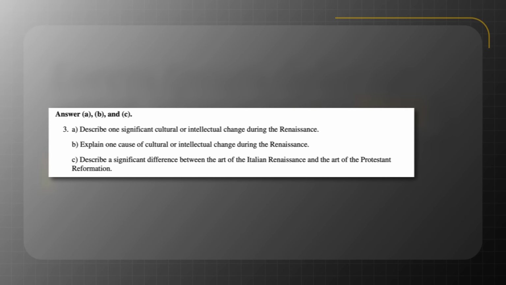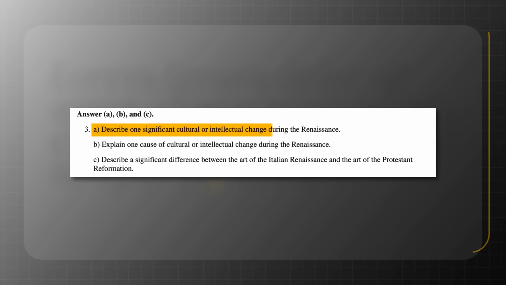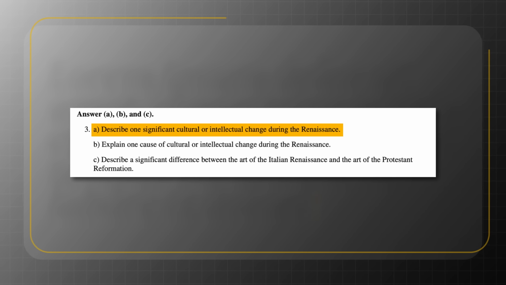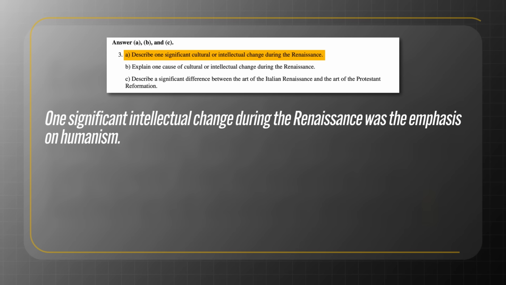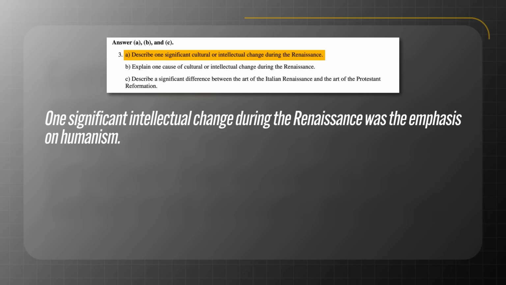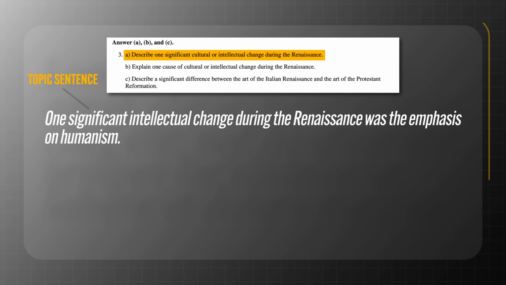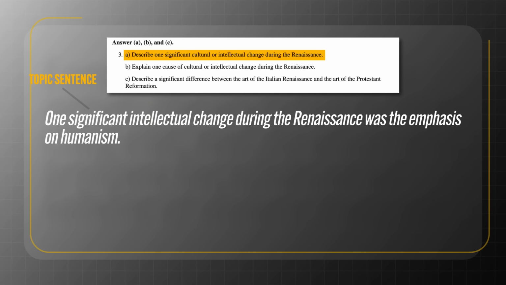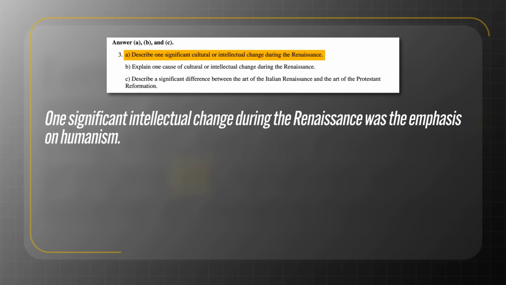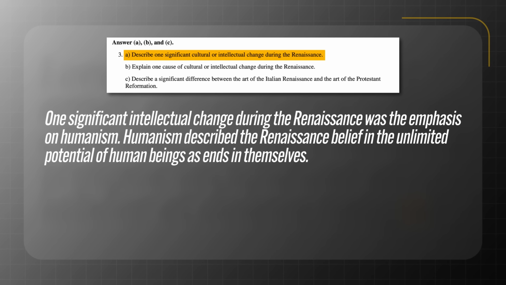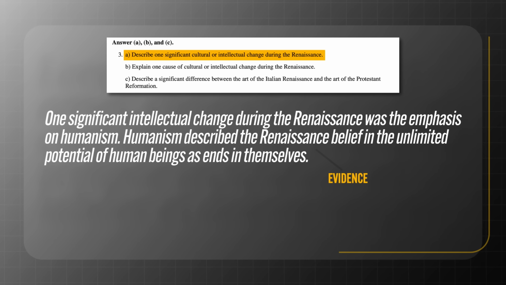So consider this prompt from the 2022 AP Euro exam. Describe one significant cultural or intellectual change during the Renaissance. And my topic sentence would go like this. One significant intellectual change during the Renaissance was the emphasis on humanism. So look, I restated the important parts of the prompt to keep me on task, and I named the evidence that shows the change. The second part then is to explain my evidence, and really that just means to define it. So mine would go something like this. Humanism described the Renaissance belief in the unlimited potential of human beings as ends in themselves.